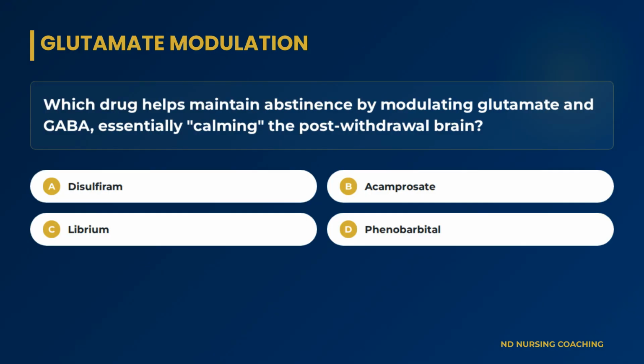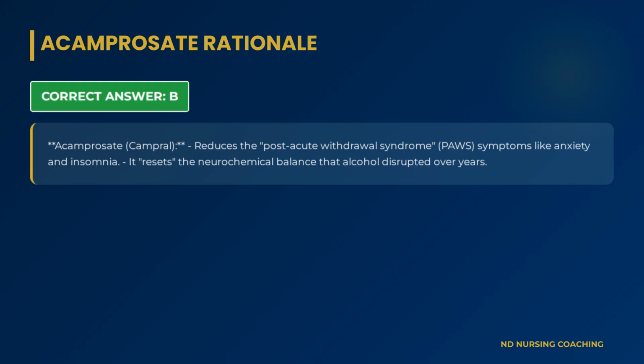Let's explore naltrexone. Naltrexone reduces alcohol cravings by blocking which specific receptor system in the brain? The correct answer is C. Mu-opioid receptors. Alcohol consumption releases endorphins, which bind to these receptors, creating euphoria. Naltrexone blocks this reinforcing reward pathway.